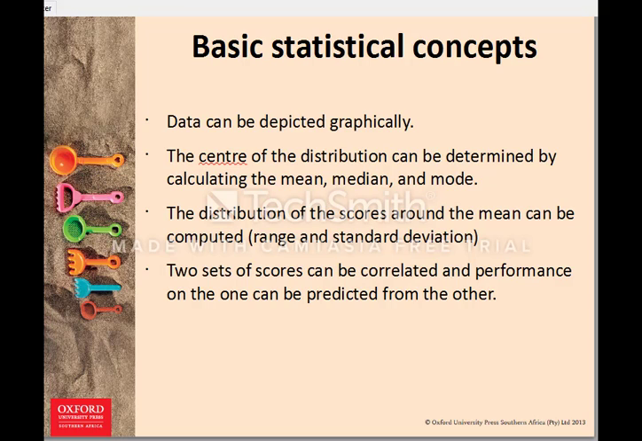So two scores can be correlated, and then performance on one can also be predicted based on the other. And I've started alluding to that. I've started to show you scatter plots, and you will be able to calculate a correlation by hand and use a computer by the end of the semester. So you can look at the relationship between things.